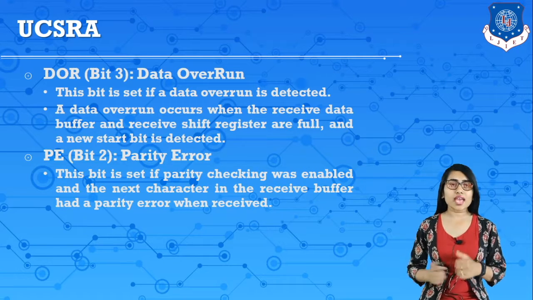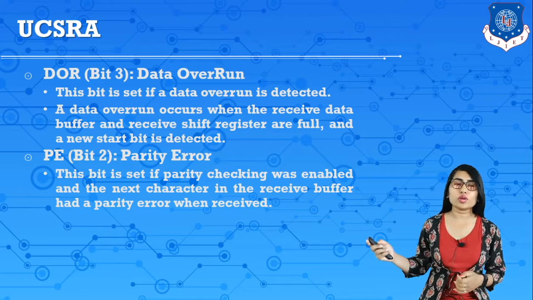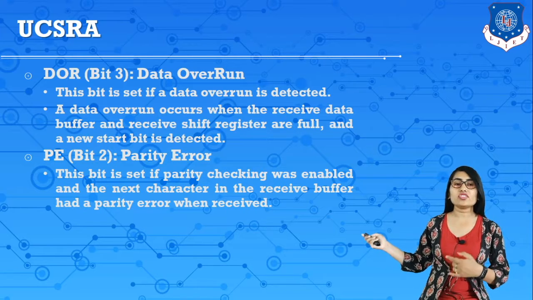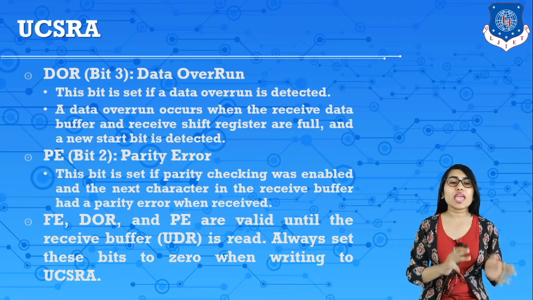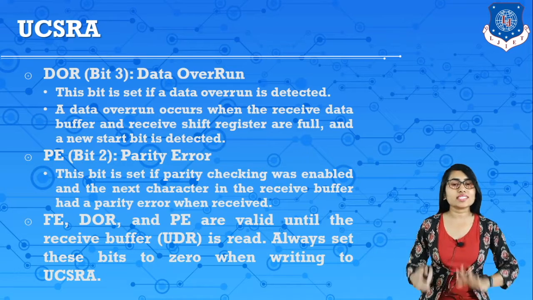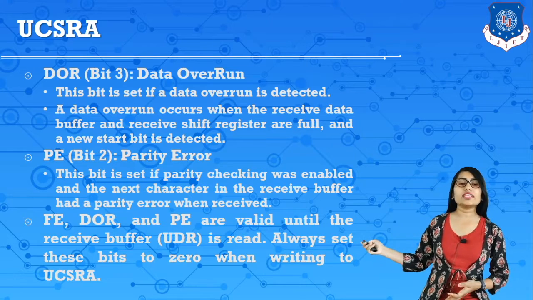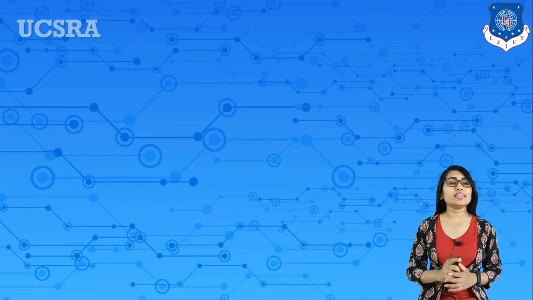This bit is set if parity checking was enabled and the next character in the receive buffer had a parity error when received. Now next, these FE, DOR and PE are valid until the receive buffer is read. Always set this bit to 0 when we are writing in the UCSRA register.